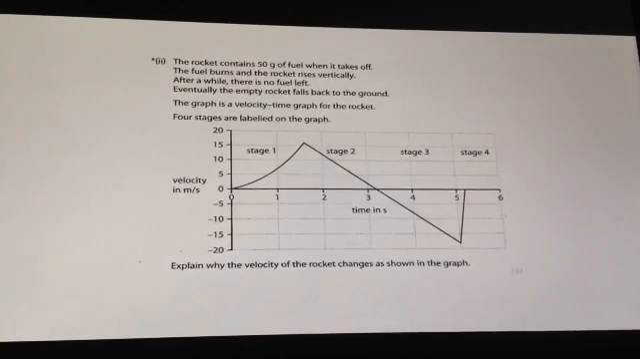In stage 3, the rocket now comes back down again, but now it's accelerating down. Its acceleration is constant now as it falls back down towards the ground. Finally, in stage 4, we see a rapid deceleration at a constant rate. This is a rapid deceleration that happens until the rocket stops, and then it stays stationary.